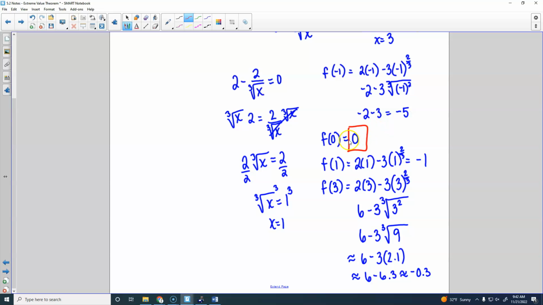Okay? So we could say that this is our absolute maximum, and it occurs at x equals 0. It seems weird for your maximum to be 0, but it is the case. Your maximum is 0 here because all the other numbers are negative. And then this -5 is our lowest y value that we have, so this would be our absolute minimum, which occurs at x equals -1.